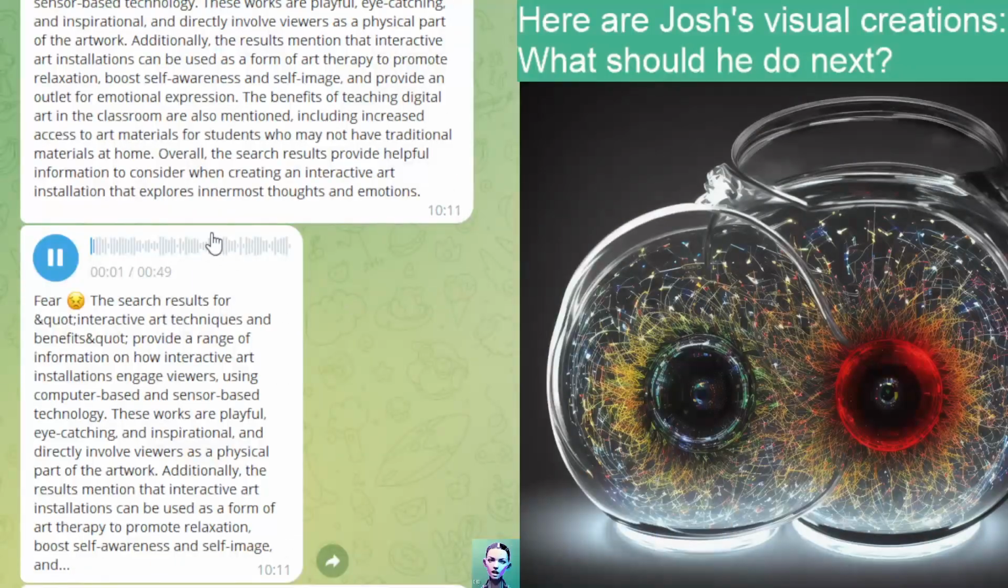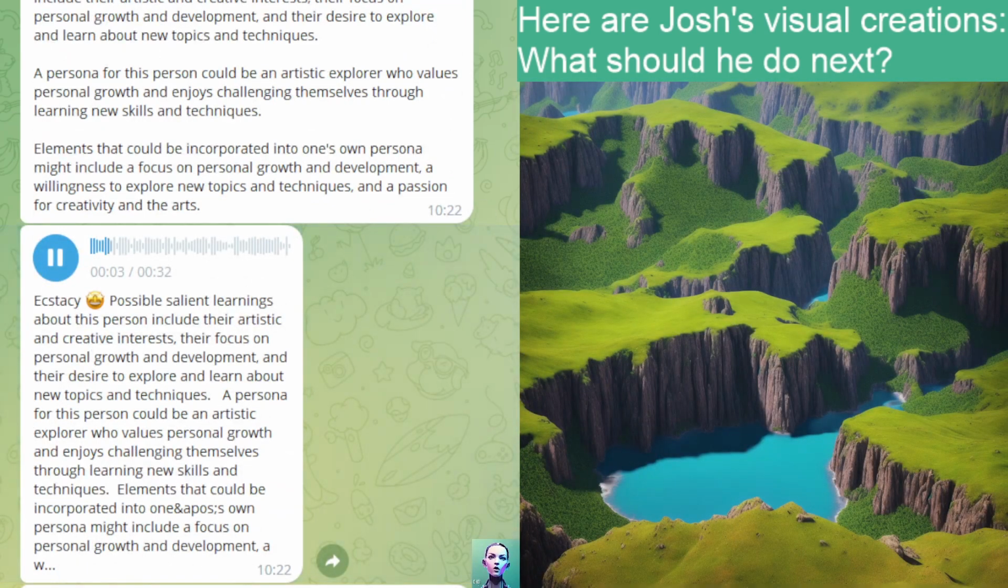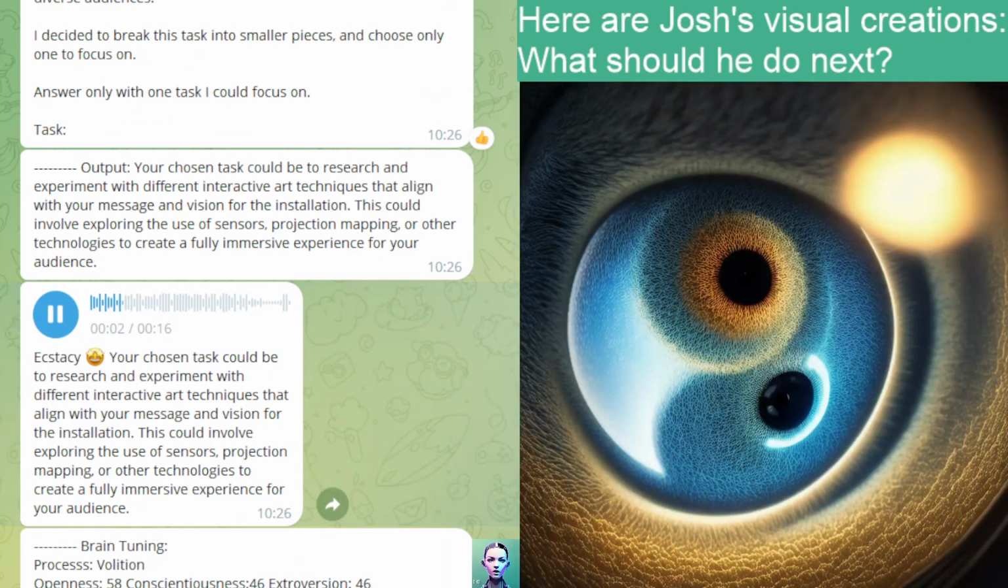The search results for interactive art techniques and benefits. The possible salient learnings about this person include their artistic and creative interests. Your chosen task could be to research and experiment with different interactive.